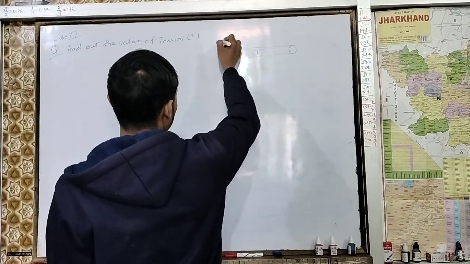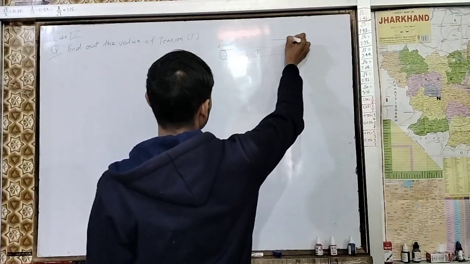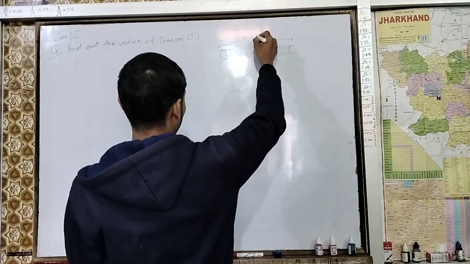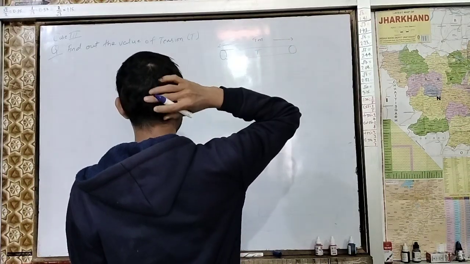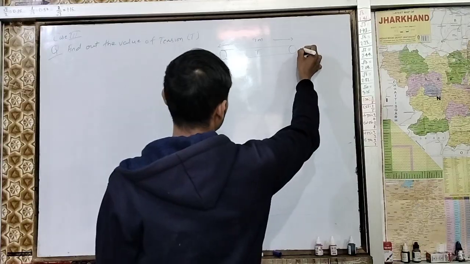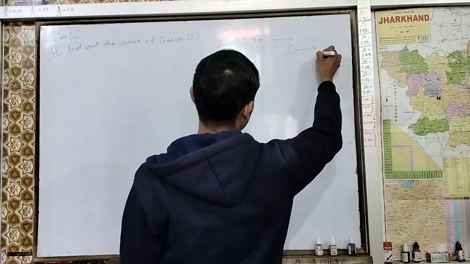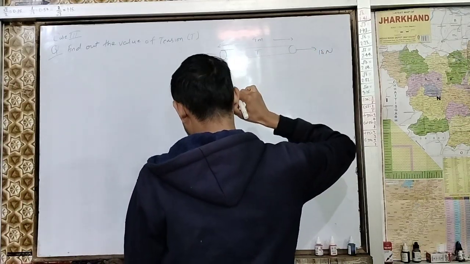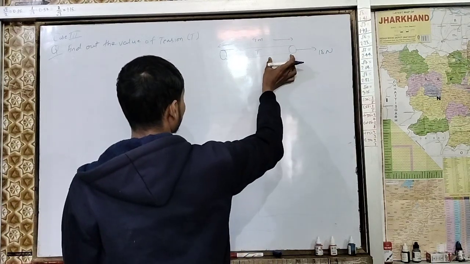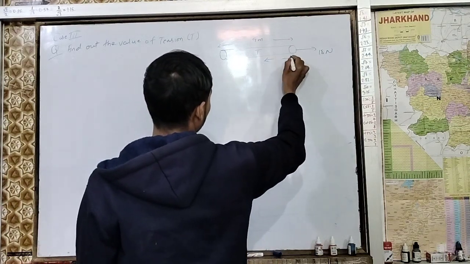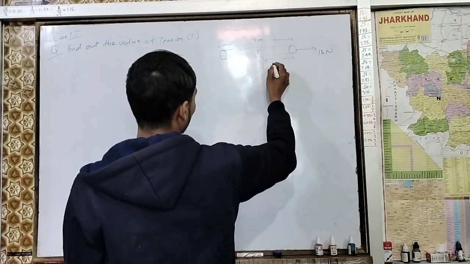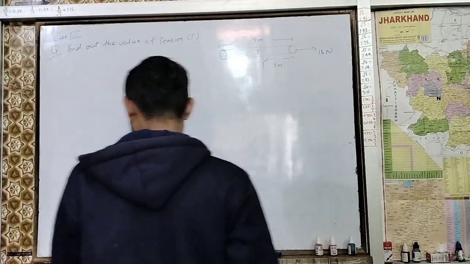The length of this rod is 9 meter. Okay, this is the length, and the force is 18 Newton. And this part, only this part from here, is 3 meter. Clear? 3 meter.